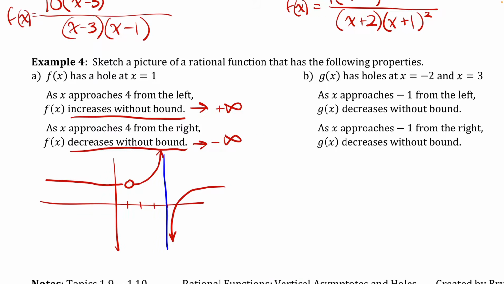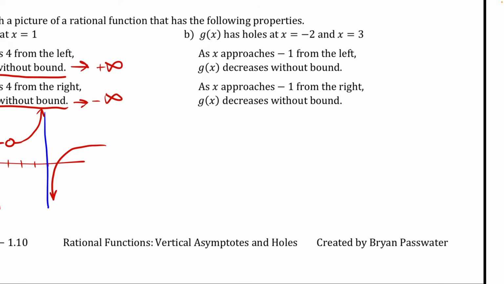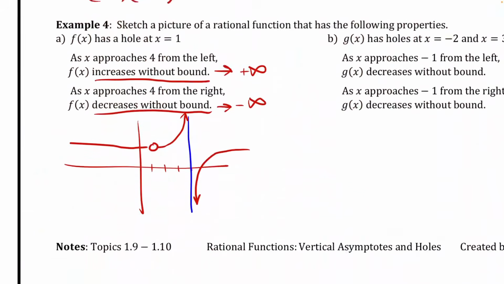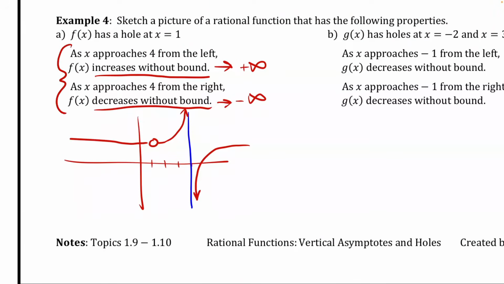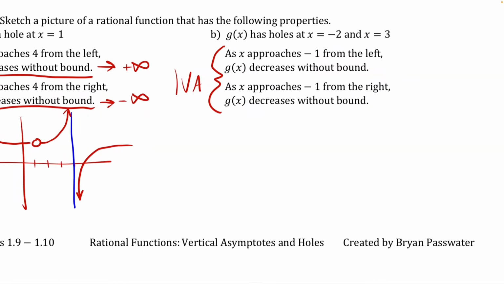All right. Last question, and then we're done with the notes. The holes are easy to do because we just erase a little bit. But we want to do our vertical asymptote first. So again, this entire statement was talking about one particular vertical asymptote. Similarly, this will talk about one vertical asymptote. So let's go ahead and make our graph.